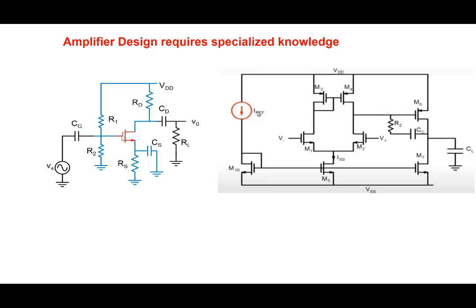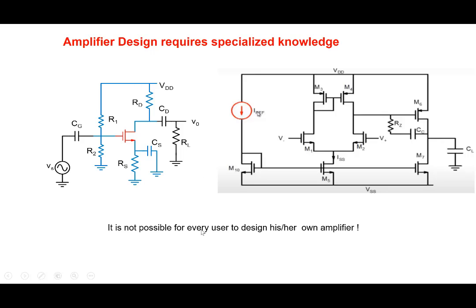Often the demands of the application are such that we have to add several stages of amplifiers. As an example, this shows a more practical circuit, a MOS based amplifier, and we can see that there are several transistors, and there are at least two stages of amplification here, and then the design becomes even more complicated. So the point is that design of amplifiers requires a person with significant experience in analog circuits.